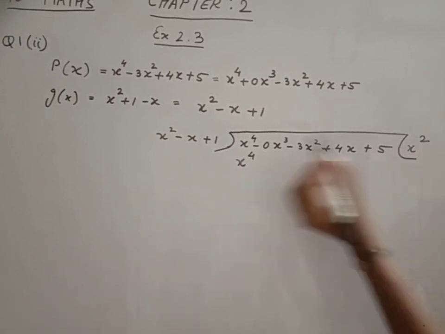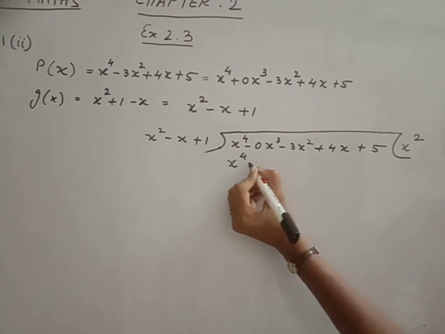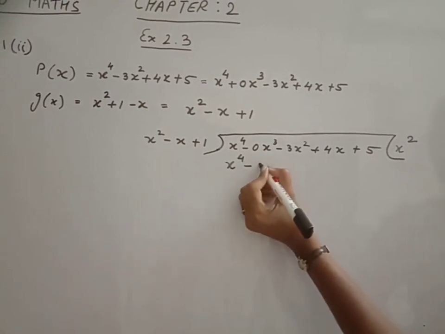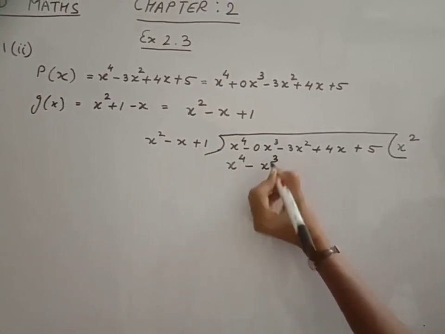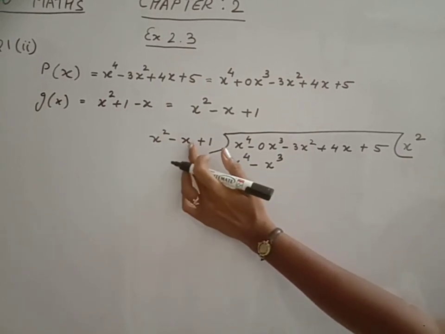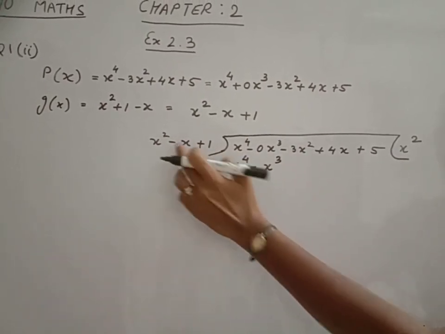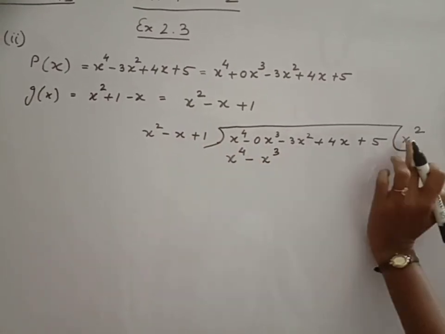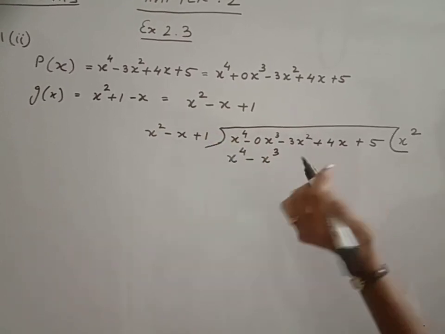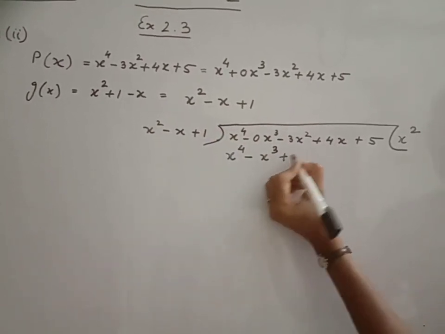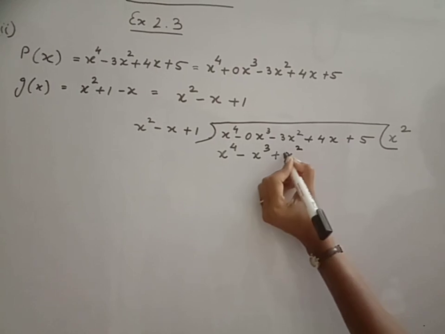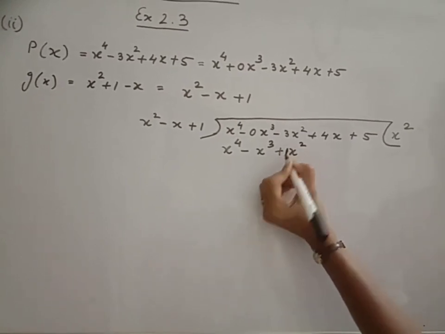Now x square into minus x, so it will be minus x cube. See, x square into x is x cube. Here the sign is negative, so it will come negative. X square into plus 1, so the answer is plus x square. Here you can say plus 1x square.